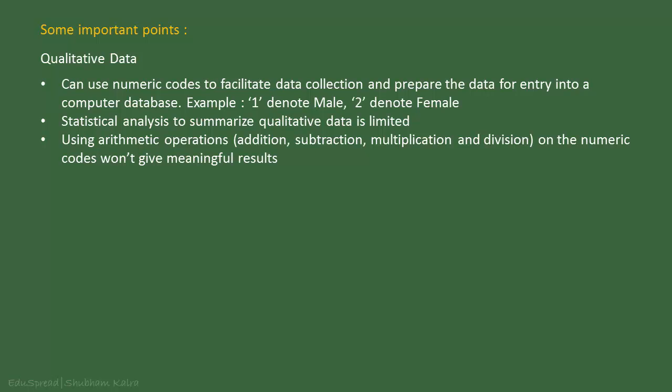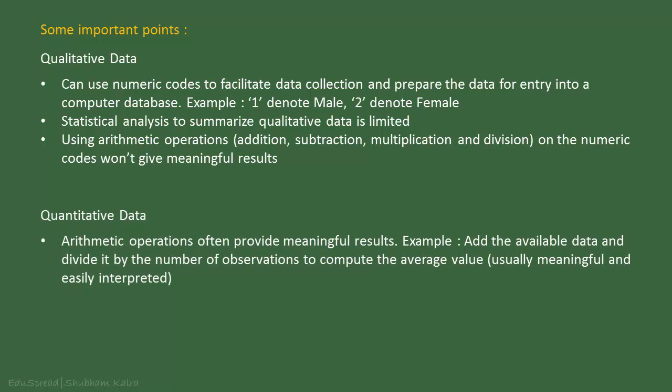But if we try to use arithmetic operations on the numeric codes provided to qualitative data, we will not get meaningful results. On the other hand, if we have quantitative data, then arithmetic operations often provide meaningful results. For example, we can add the available data and then divide it by the number of observations to compute the average value, and this average is usually meaningful and easily interpreted. So in general, we have more alternatives for statistical analysis when the data is quantitative.